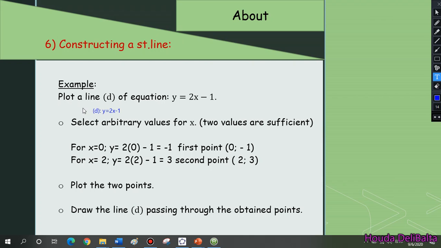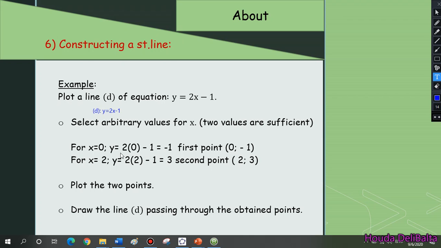Now how to plot the line? First step, we have to select arbitrary values for x, so any two values for x. And the note here says that two values are sufficient. So we just choose two values for x, and for each value for x, there will appear a value for y. So for x equals 0, we take 0 because it's the easiest number. So for x is 0, we substitute here 0.